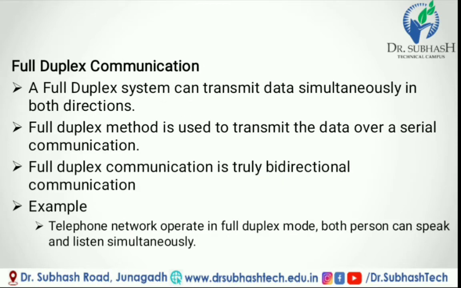Next is full duplex communication. A full duplex system can transmit data simultaneously in both directions on the transmission path. The full duplex method is used to transmit data over a serial communication link. In full duplex transmission, the channel capacity is shared by both communicating devices at all times. This is a truly bidirectional system. The link may contain two separate transmission paths, one for sending and another for receiving.